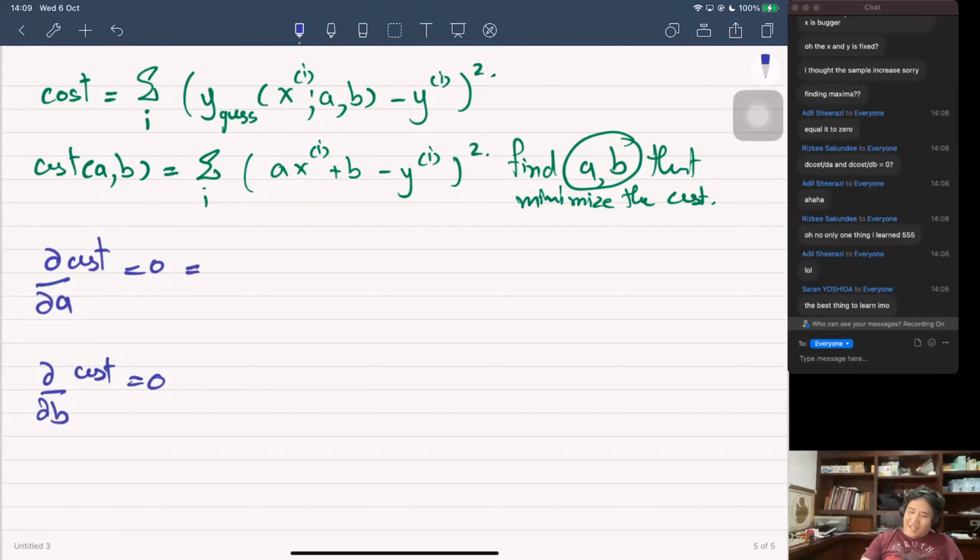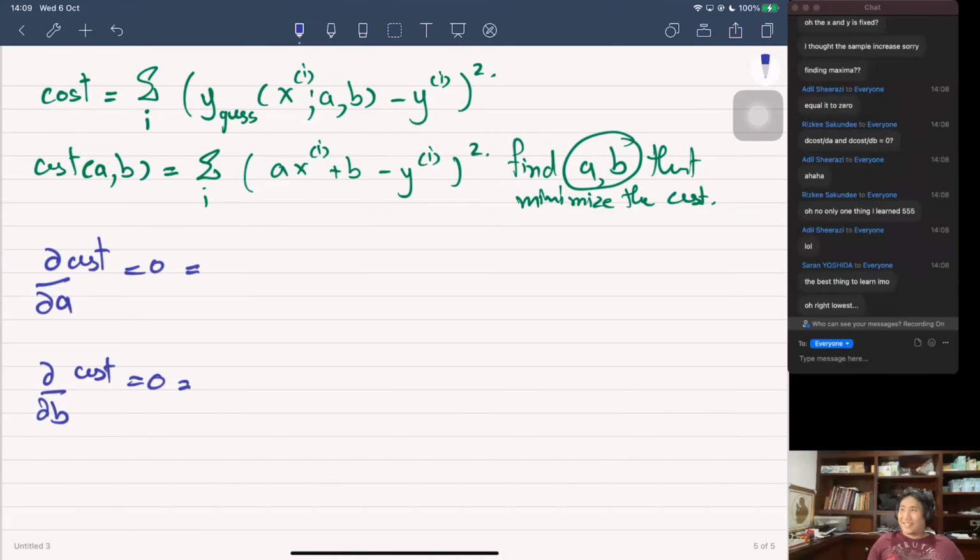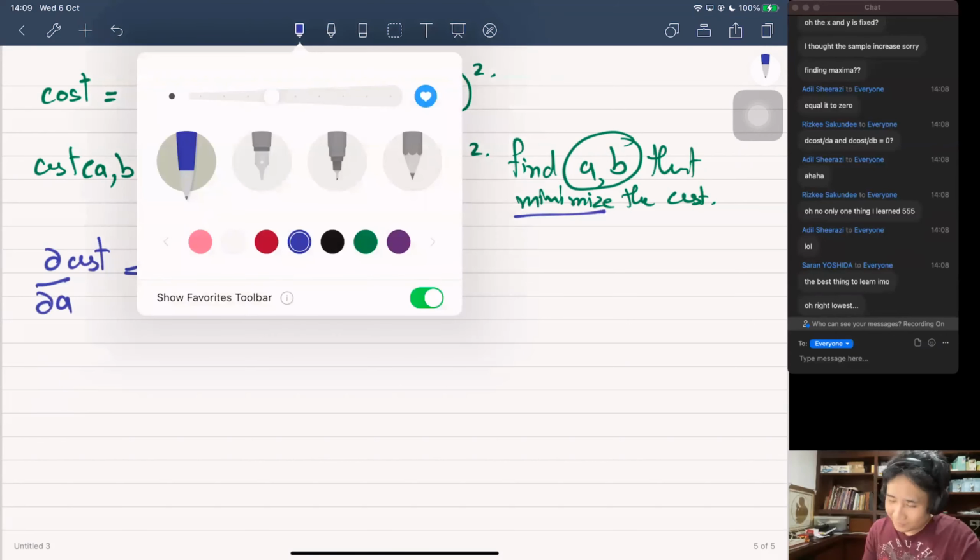Okay, you differentiate it and set it equal to 0. That's easy, right? That is easy because we want to find the thing that minimizes the cost. Next time we're going to learn a more general technique on how to do optimization, but this time let's do something cool that you learn from calculus.